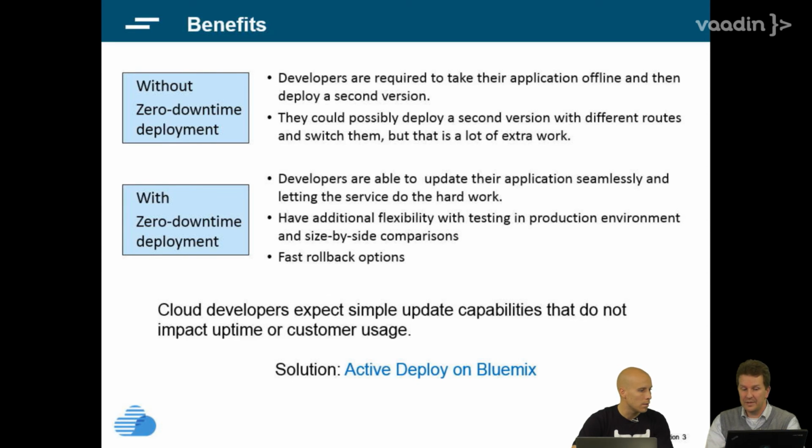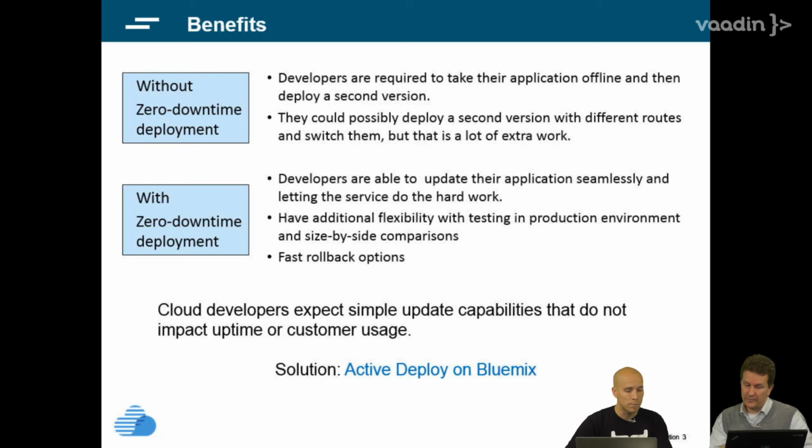The second part of this is that we do it with zero downtime deployment. So we can update the application seamlessly, letting the service do the hard work, letting Cloud Foundry do the hard work of doing this rerouting. So this is the topic of this section. This is implemented as a plugin to Cloud Foundry. It's the active deploy plugin.